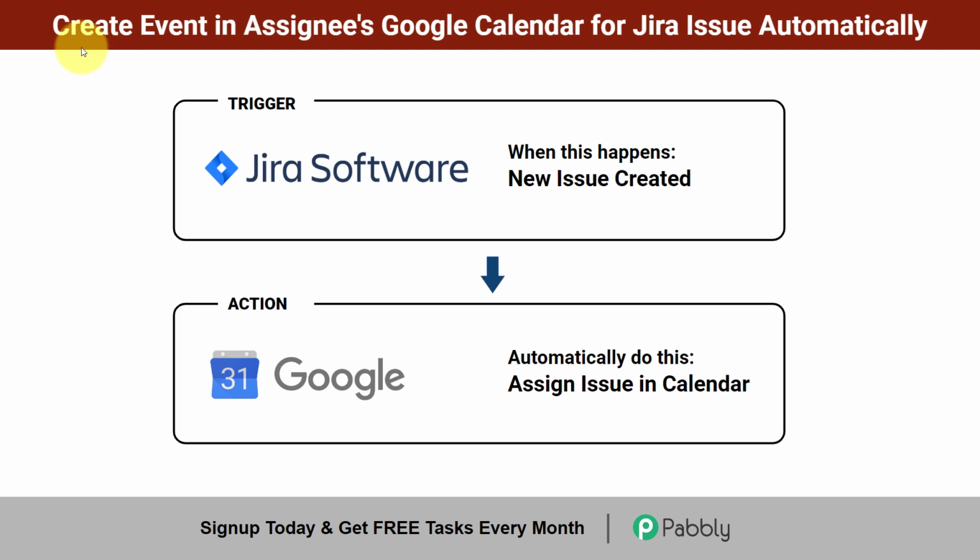In this video, I will show you how to create an event in Assignee's Google Calendar for every Jira issue automatically. So whenever a new issue is created in Jira Software, the same issue will be assigned as an event automatically in Google Calendar. Want to learn how you can also automatically create the events in Google Calendar for every new issue created in Jira? Then come with me and I will show you everything step by step.